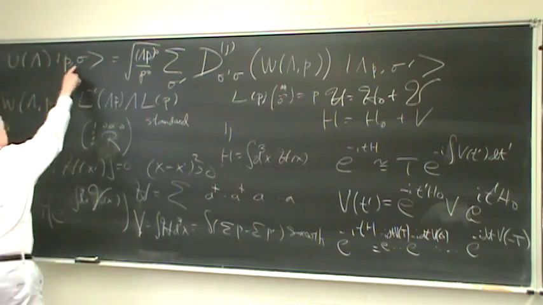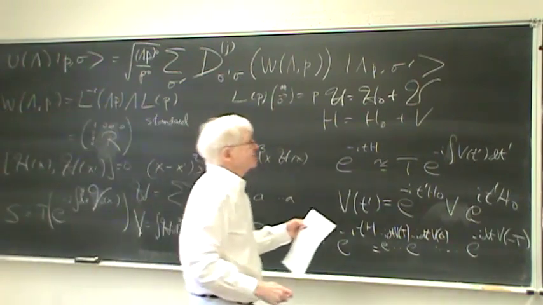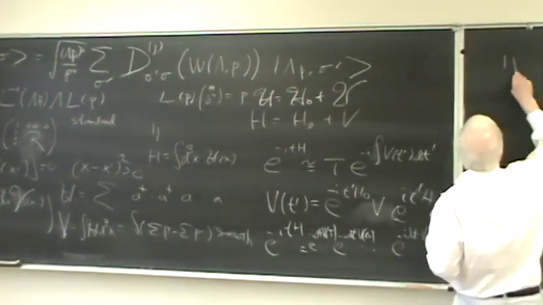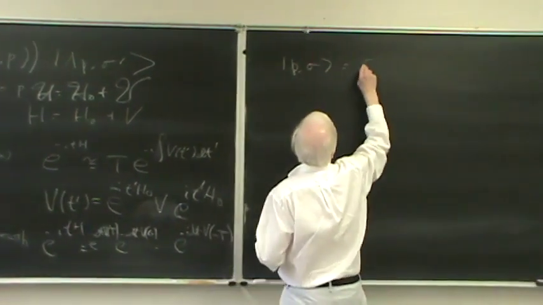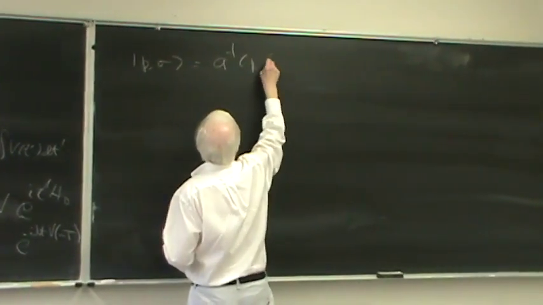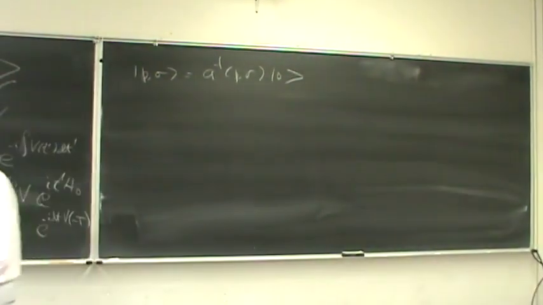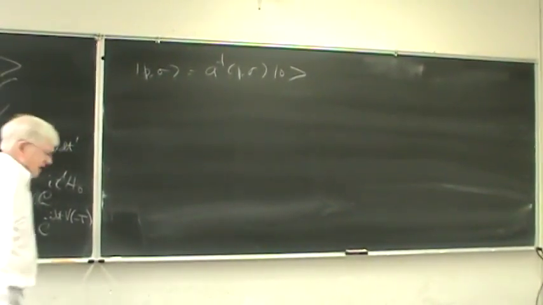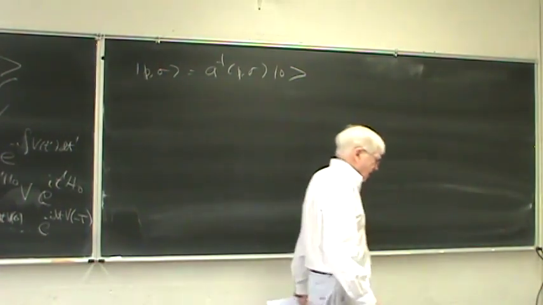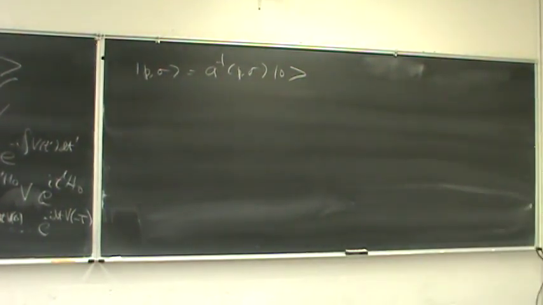This state |p, σ⟩, what is the state |p, σ⟩? It is a†(p, σ) acting on the vacuum. That's how we define our creation operators. And then we say that those creation operators commute or anti-commute with each other, according to whether they're bosons or fermions.